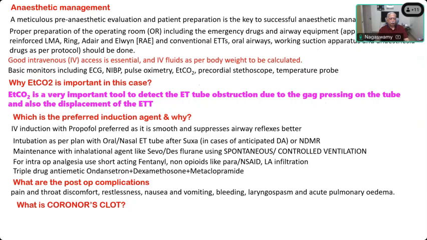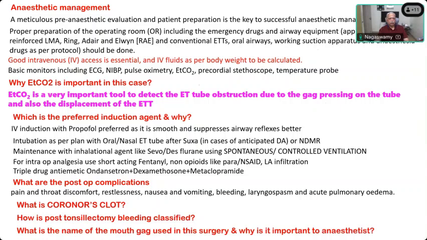That is called the coroner. Postmortem report is also called coroner's report. So the coroner was the one who found out there was a clot. So it is called coroner clot, and it is nothing but a clot formed by the bleeding from the adenoid area. So how is post-operative bleeding classified? Because we have said primary, secondary, and tertiary.